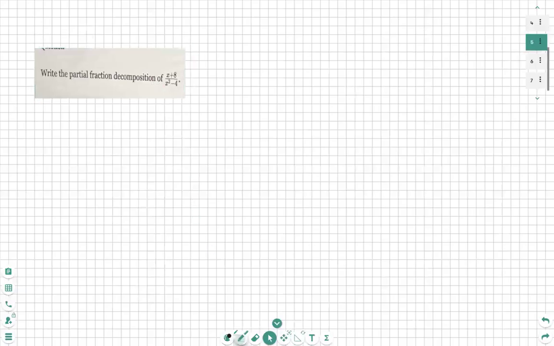Hello. In this video, we're going to go over solving for the partial fractions of (x + 8) over (x squared minus 4). First thing we're going to do is factor the denominator, which is a difference of squares that goes into (x - 2)(x + 2), because we know a squared minus b squared is equal to (a - b)(a + b).